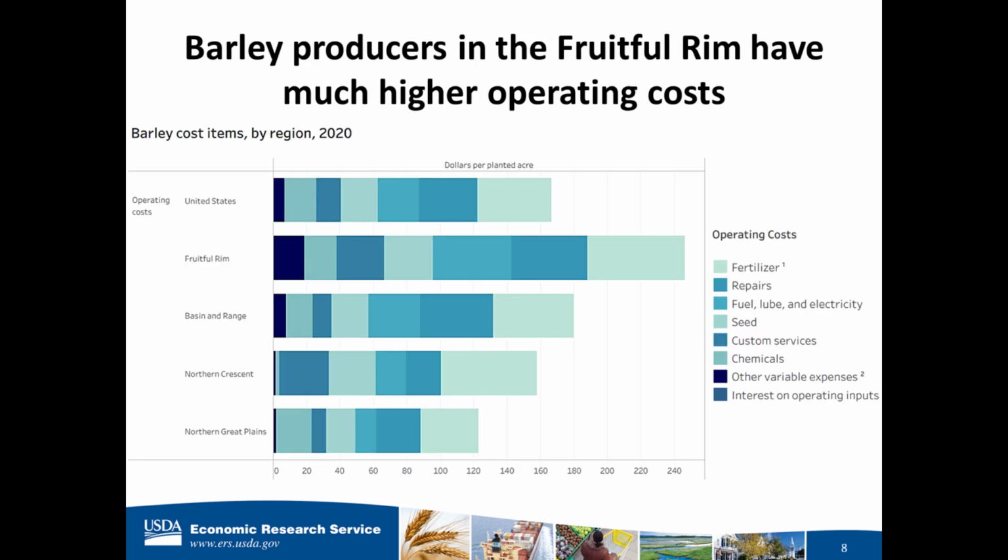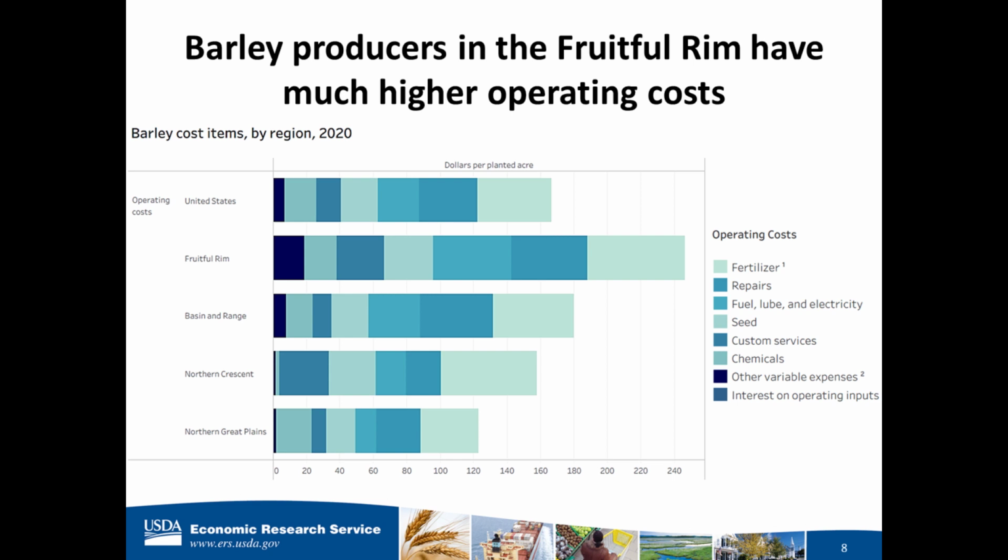So an example about why regional analysis is really important when looking at costs and returns for certain commodities would be an example for barley. So this is showing the operating costs for different regions for barley in 2020. So as you can see, the vertical axis is showing the United States first, followed by the region Fruitful Rim, followed by Basin Range, Northern Crescent, and the Northern Great Plains.